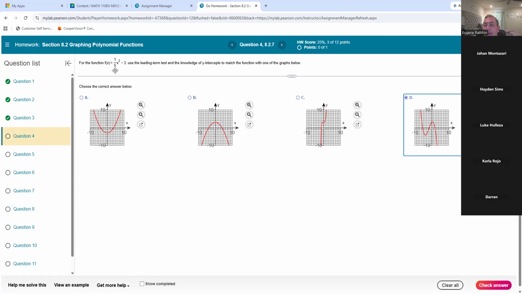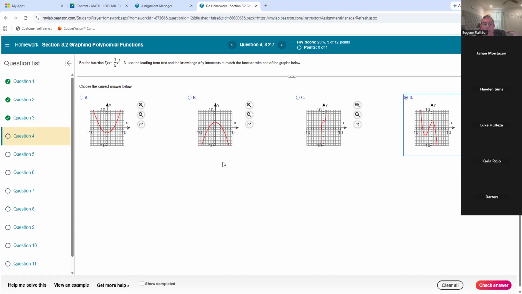All right, so I got f of x is 1/5 x squared minus 3. So they're saying use that leading term test. That's what we basically call the end behavior chart. So this has an exponent of 2 as the highest. So it's got an even degree since it's a 2. And that 1/5 is positive. So what did we pick, A, B, C, or D, when you had an even degree and a positive lead coefficient?